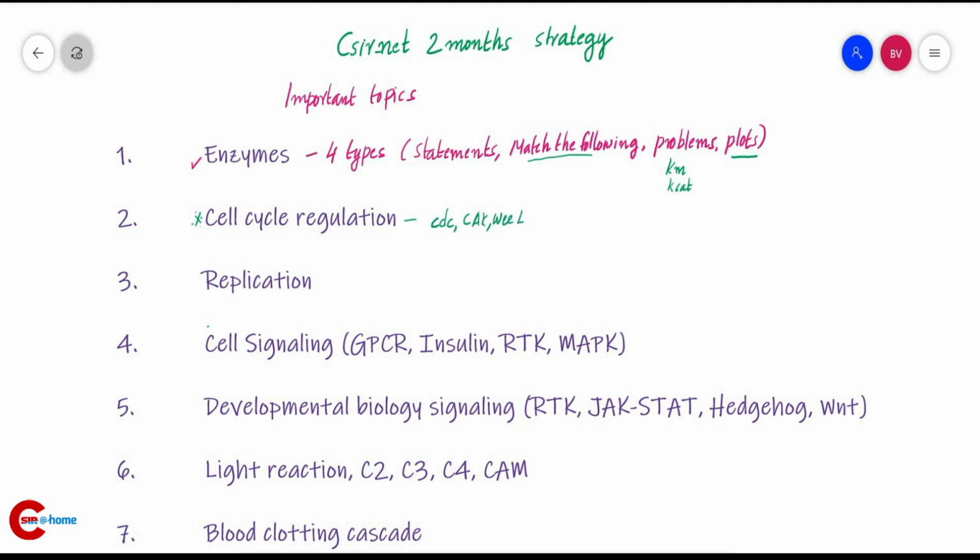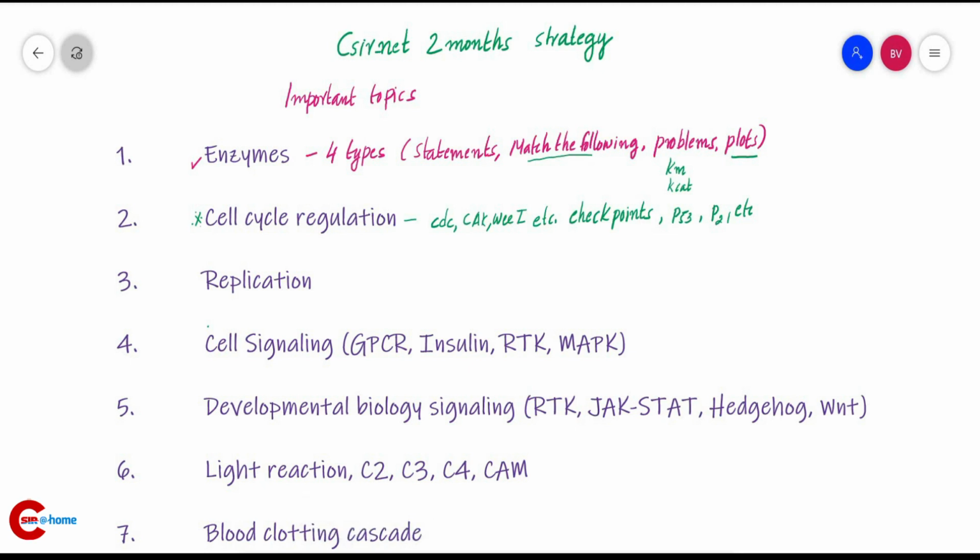Then cell cycle regulation. It's very important. You need to study CDC, CDC2, CDC28, then CAK, etc. All the proteins and enzymes associated with cell cycle regulation. Then cell cycle checkpoints. And also link cell cycle regulation with replication and cancer.